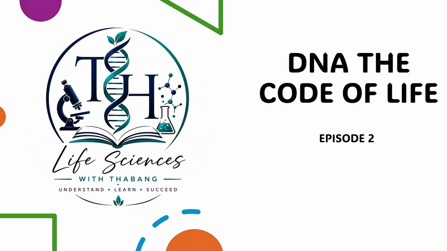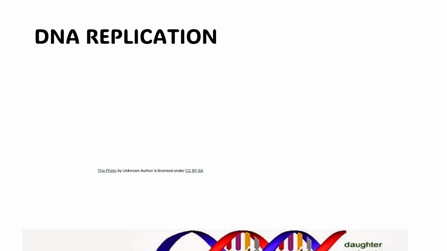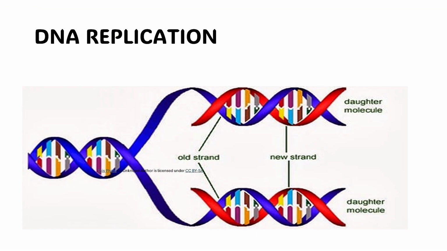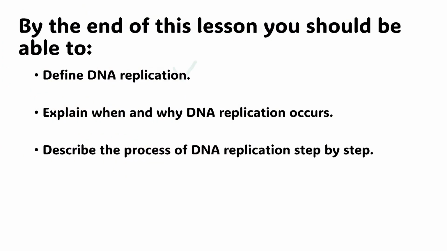In our previous lesson, we learned about the structure of DNA and genes. Today, we are going to learn how DNA copies itself before a cell divides, that is, by a process called DNA replication. By the end of this lesson, you should be able to define DNA replication, explain when and why DNA replication occurs, and describe the process of DNA replication step by step.